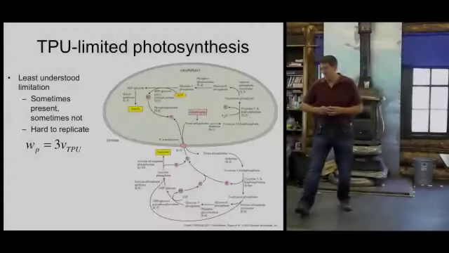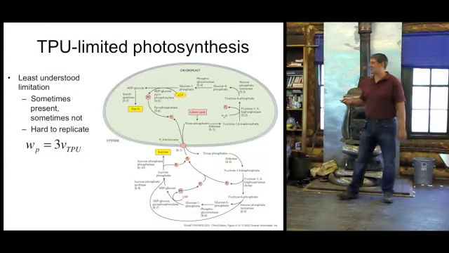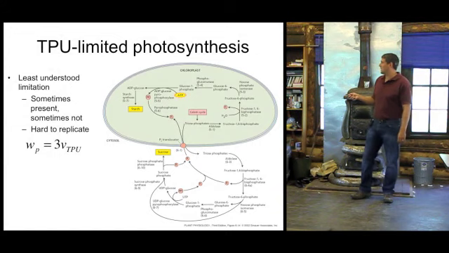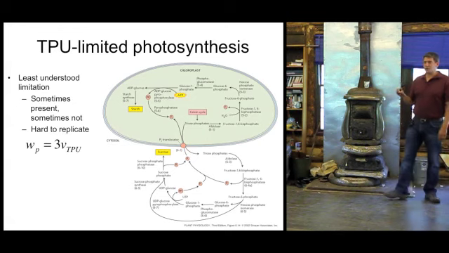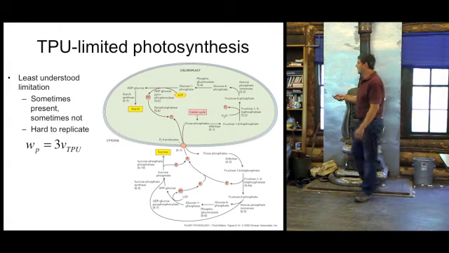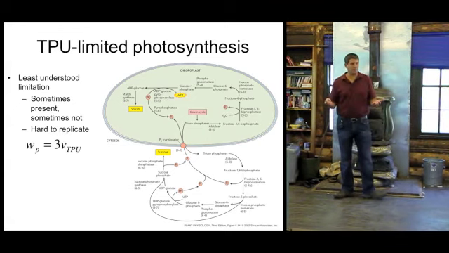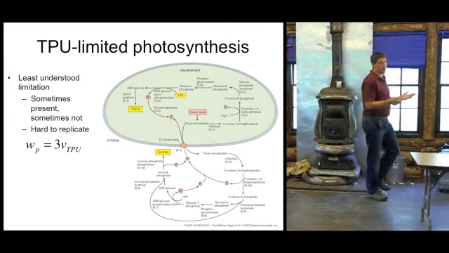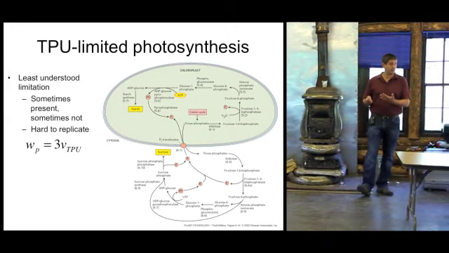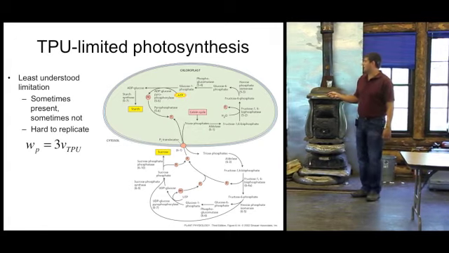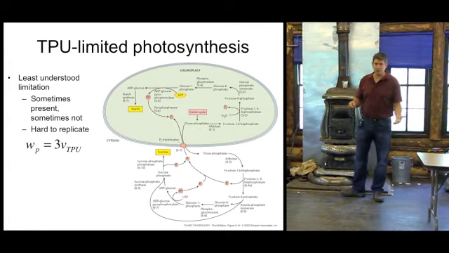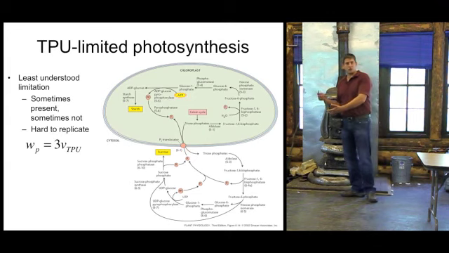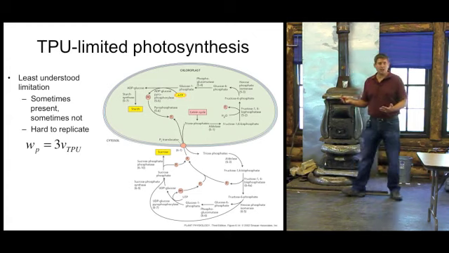All right. The last thing we need to model is the TPU limited photosynthesis model. This is actually the least understood limitation. And when I say least understood, I mean we know that it has to do with the fact that these triose phosphates accumulate, and the leaf can't use these triose phosphates fast enough to free up that phosphate. So we know what's driving it, but we don't know how it changes with temperature. We don't know what conditions it's limiting. We know that cold temperatures and high CO2 will drive TPU limited photosynthesis, but it's highly variable.